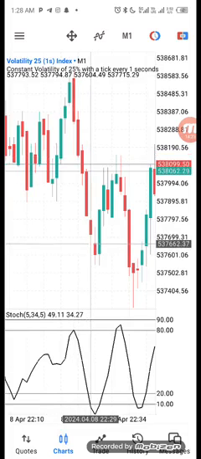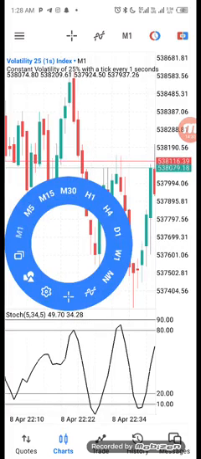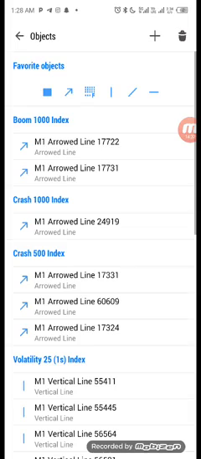Now look at this one. We have a hammer. This formation is a hammer. We have a hammer and an inverted hammer following each other.